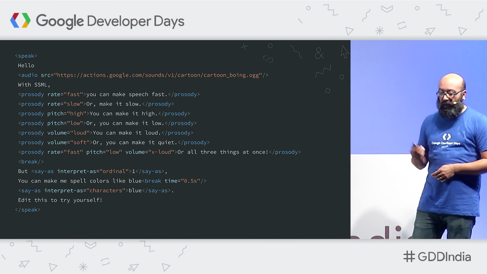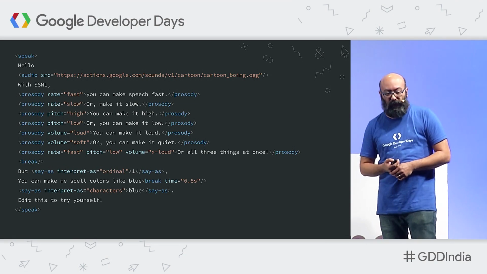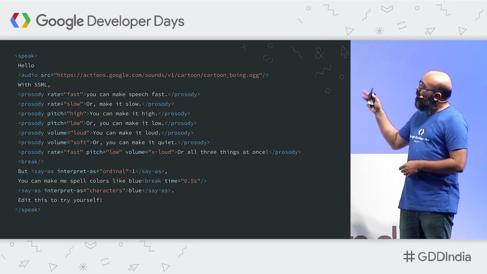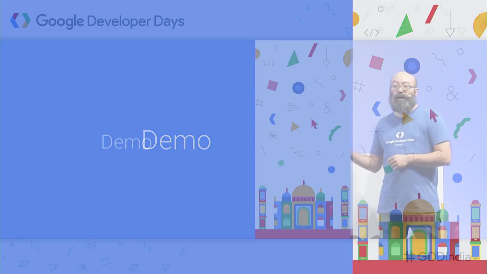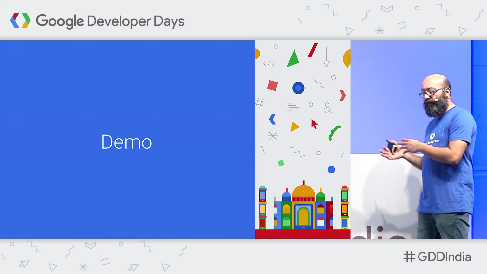So, for example, if we look at this first example, we have some speak. We have a sound at the beginning. It's a sort of cartoon sound. And then we are changing the rate of the speech. We are changing the pitch of the speech. And we are changing the volume. And then there are other cool things we can do, like reading a number as an ordinal. So instead of saying 1, it will say first. And then we can spell a word. And this is another thing that I'll show you. Let's hear it.